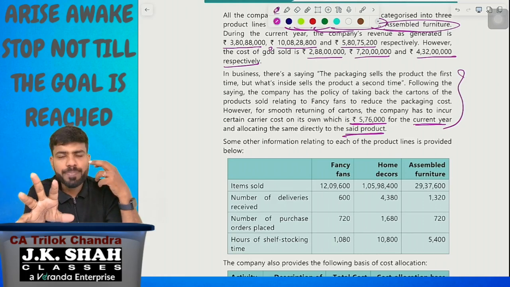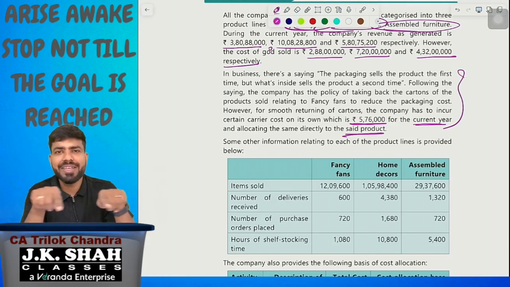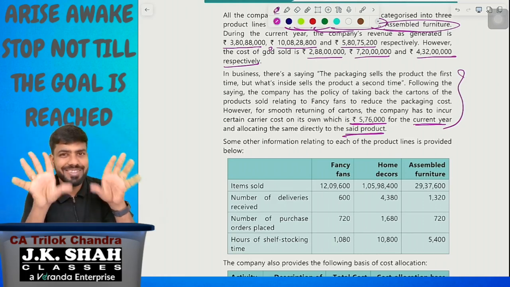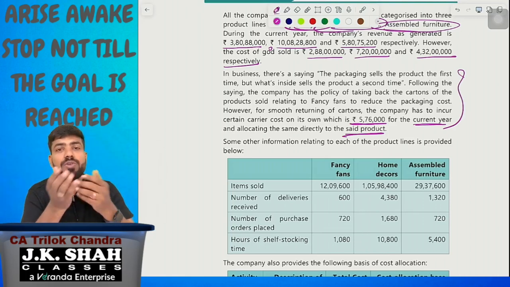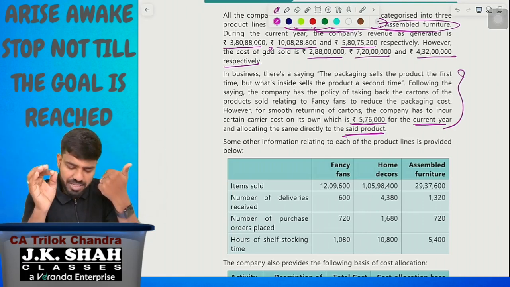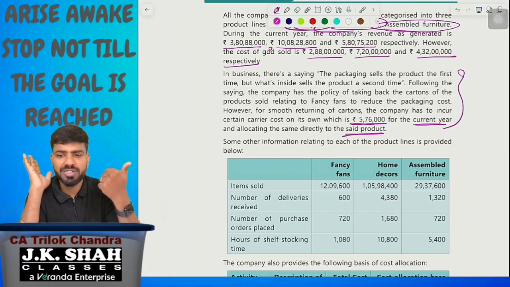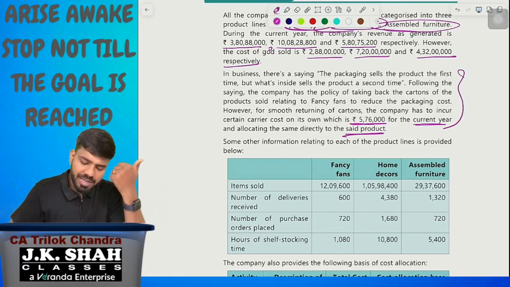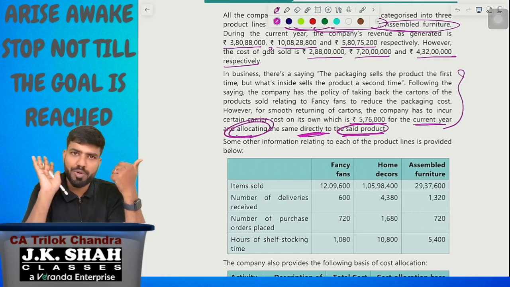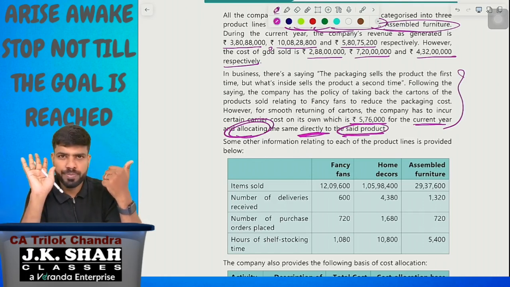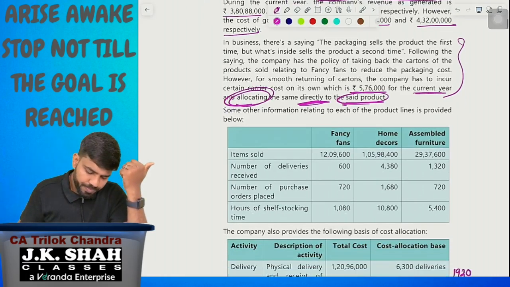What they mean to say, fancy fans will sell by packing through cardboard boxes or curtains. They are selling the product and they're taking back from the customers. Take back from the customers, how much it is costing? 5,76,000 it is costing. Understanding? And that cost will be directly assigned or directly allocated to the said product. That expense has to be borne by the same product. And it's logical too.